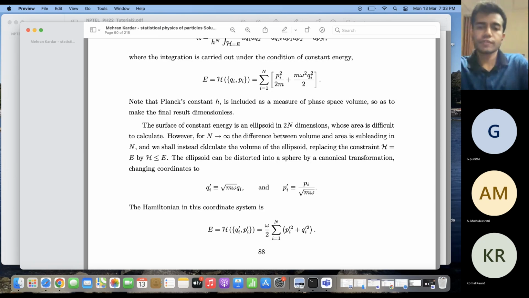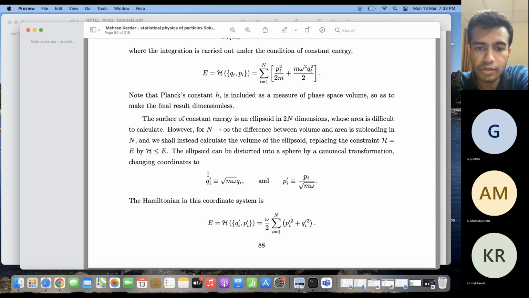So what is the surface area of an ellipsoid? This is actually a difficult question to calculate analytically. Numerically, obviously, one can obtain it, but analytically doing this integration will be difficult if we consider it to be an ellipsoid. All right, so what we do is make a coordinate transformation, which is also known as a canonical transformation. We write root over m omega qi as qi dashed, and pi dashed is equal to pi by root over m omega.